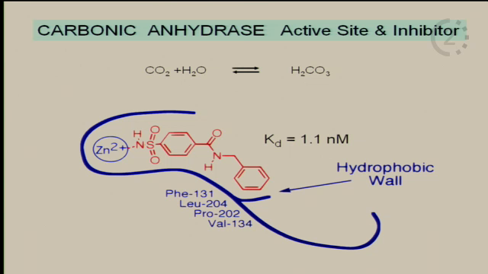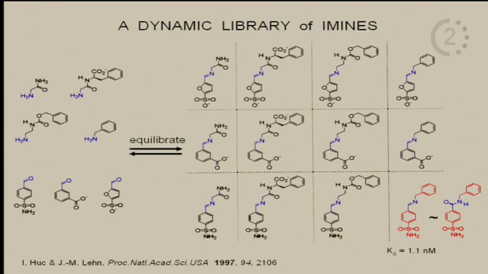So this unit is a sulfonamide group, which binds to the active site zinc. And this is a hydrophobic entity, which binds to the hydrophobic wall, benzylamine. So what can we do? Let's start simple. 4 amines, 3 aldehydes. One of the amines is benzylamine. We know that that is part of the final compound. And one of the aldehydes is this aldehyde, which has a sulfonamide group on a benzene ring, benzene sulfonamide.